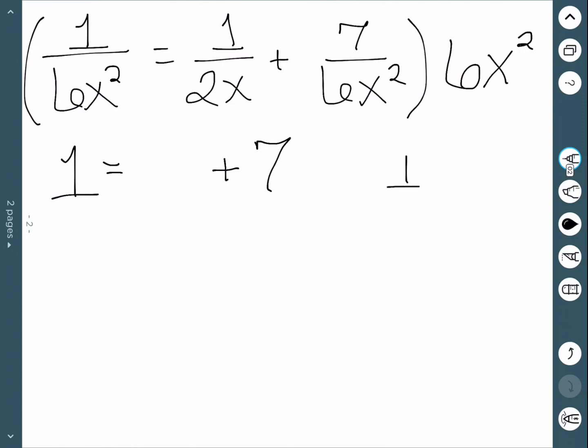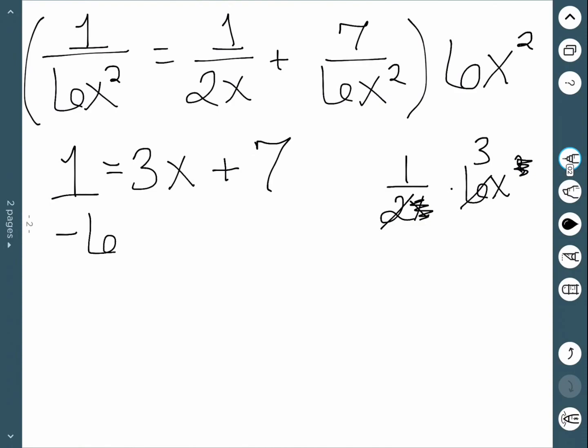Well, as some side work, 1 over 2x times 6x squared. I can see that one of my x's cancel, but not both. And I also know that the 2 cancels. 6 divided by 2 is 3. So I'm really left with a 3x. From there we can solve pretty easily. Subtract 7 from both sides and divide by 3. Gives me that x is negative 2. And we can double check this and see that we never get a 0 on the bottom of a fraction, so we should be okay here.